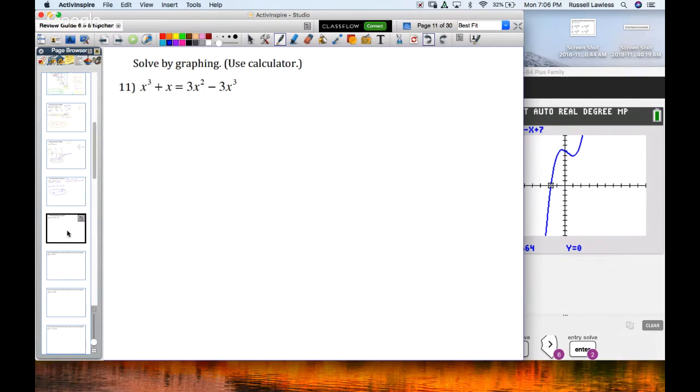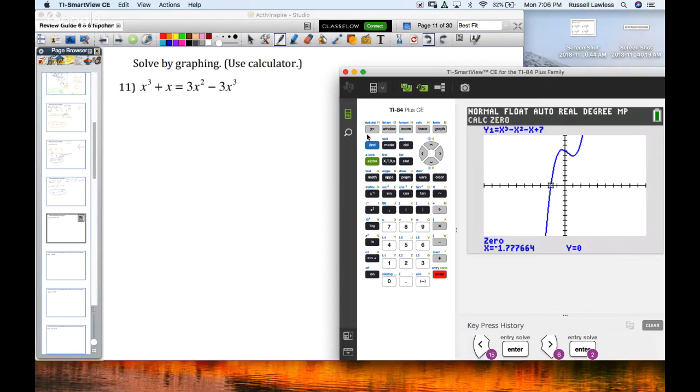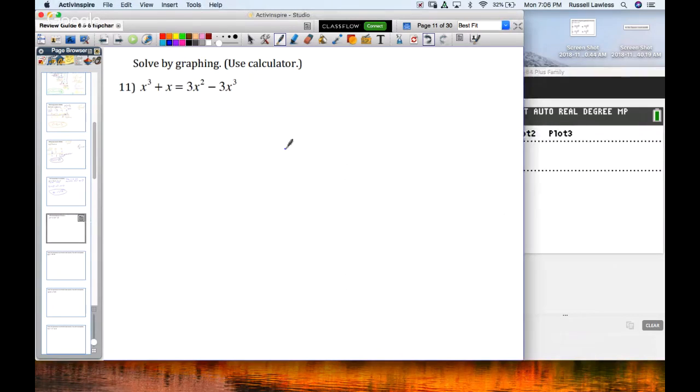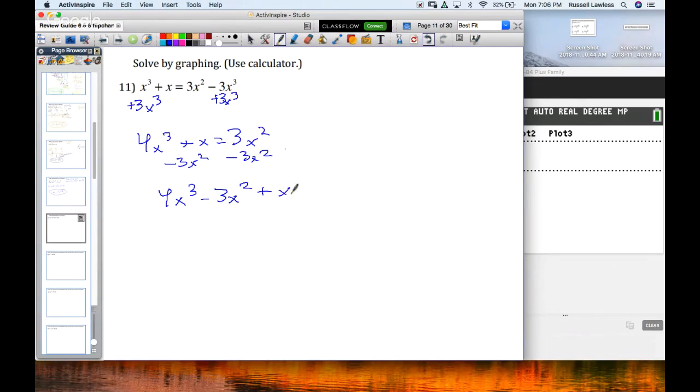If we're going to solve this one by graphing, let's plug it in. And so I guess the first question we got to ask, is it equal to 0? Nah, it's not. So what we're going to do, I'm going to add 3x cubed on both sides, kind of do this more step by step, to give me 4x cubed plus x is equal to 3x squared. And then I'll subtract 3x squared on both sides. You get 4x cubed minus 3x squared plus x.